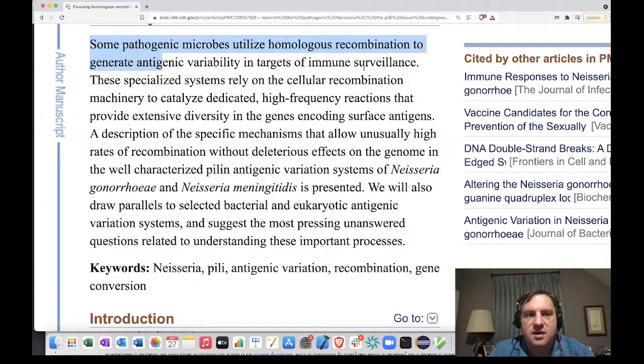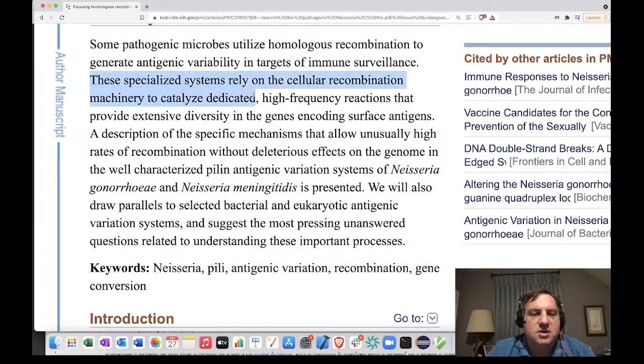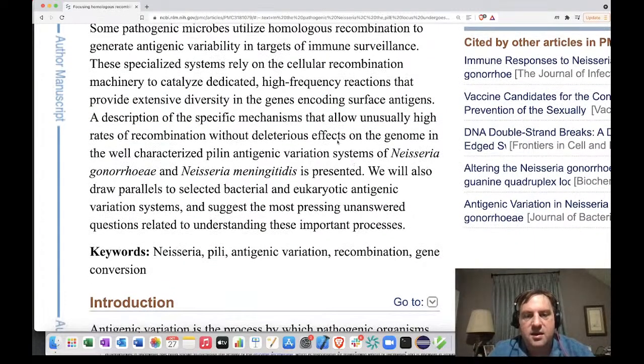All right, so basically places where the immune system might hit it, it's going to generate variability. These specialized systems rely on the cellular recombination machinery to catalyze dedicated high-frequency reactions that provide extensive diversity in the genes encoding surface antigens. Okay, so they're not saying that it's for that. They're just saying it happens to do that, right? This is the kind of language that you'll oftentimes find.